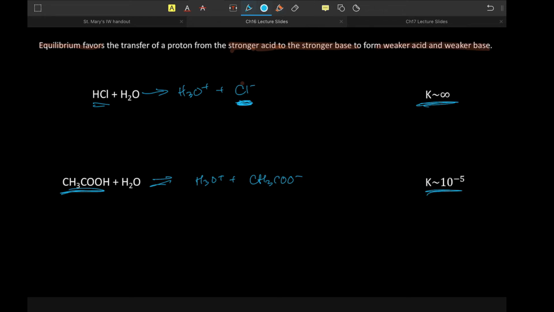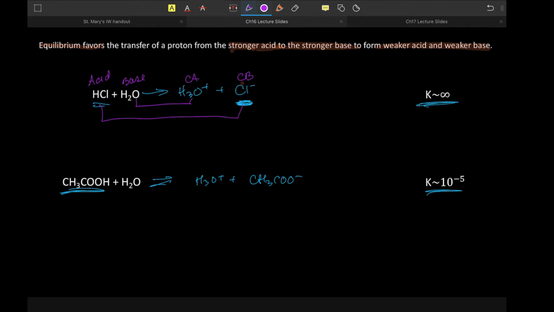So let's go ahead and, as an exercise, label all these species. HCl is clearly our acid, which means that in this respect, water is our base. So if we're linking our species, this is our conjugate base, and this is the conjugate acid to the water. Does that make sense?